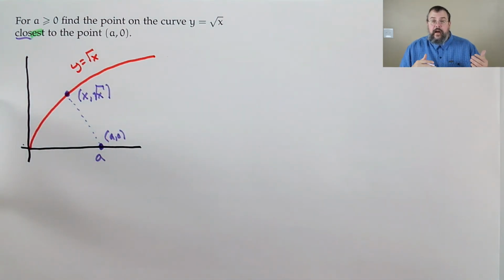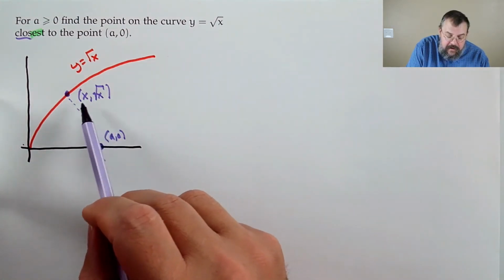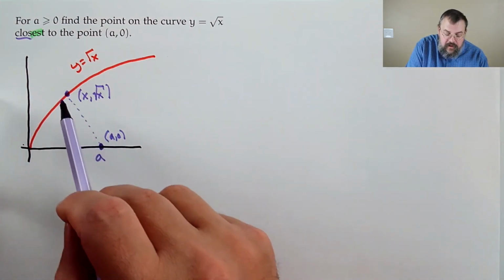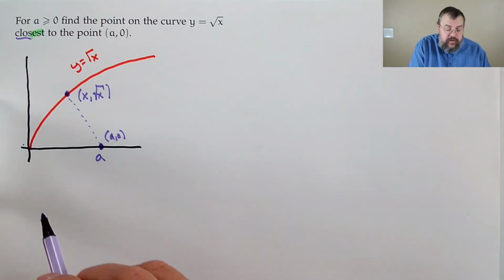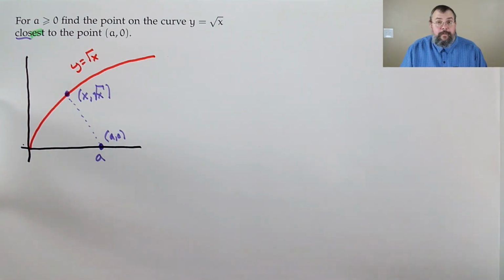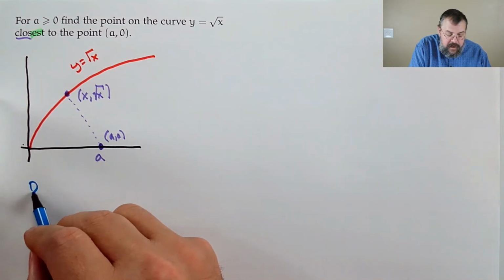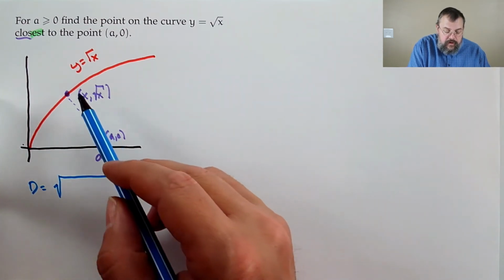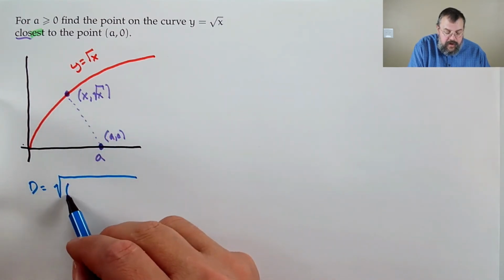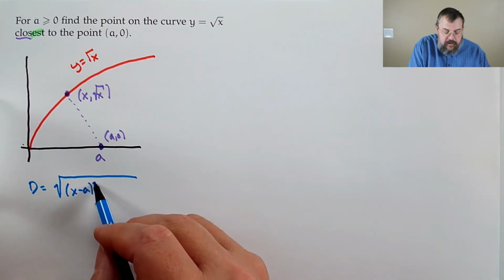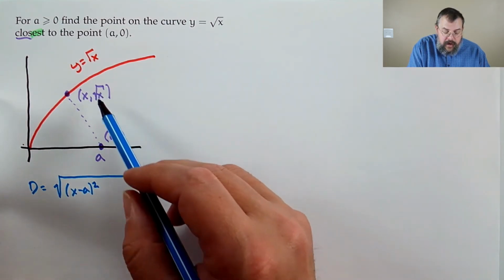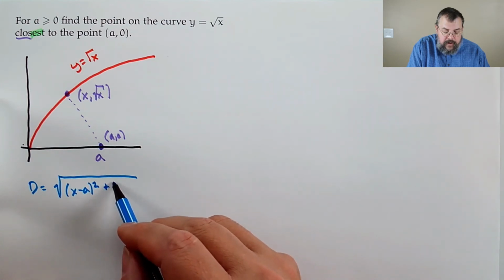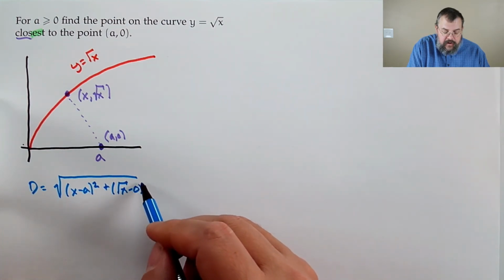Because I have that on the curve, y equals square root of x. So I want to pick the value for x which makes this distance here as small as possible. So let's write down our formula for distance. The distance between 2 points would be equal to the square root, and then we subtract the x values and square it, x minus a squared, and then we subtract the y values and square that, plus square root of x minus 0 squared.